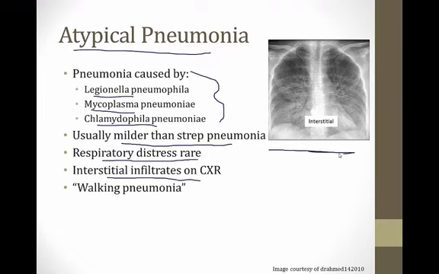You will see interstitial infiltrates on chest x-ray, and this is a picture of it here again. And sometimes people call these a walking pneumonia, and by walking pneumonia they mean that the patient is not sick enough to be bedridden or hospitalized and they can walk around with the pneumonia.